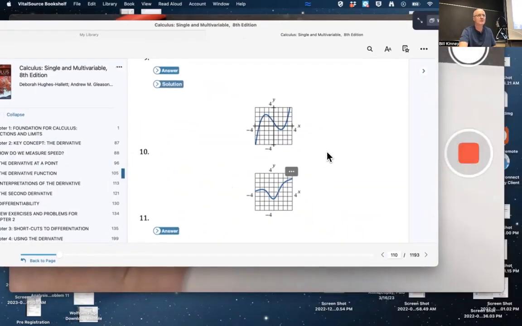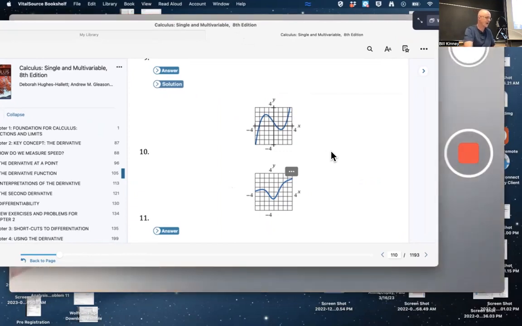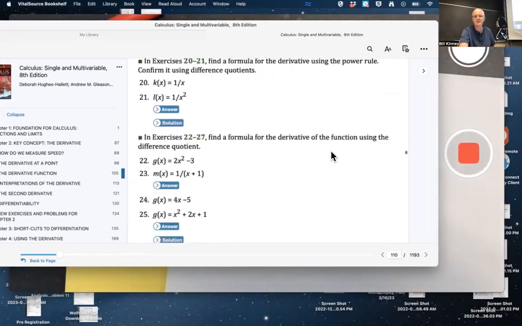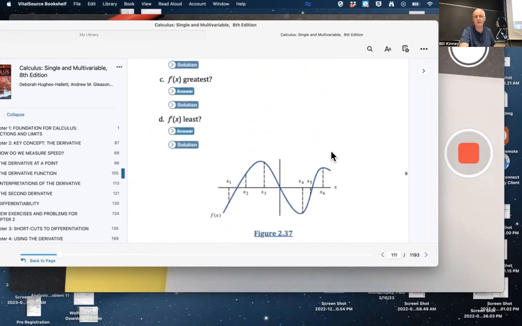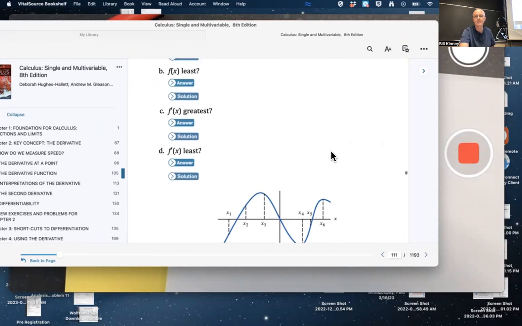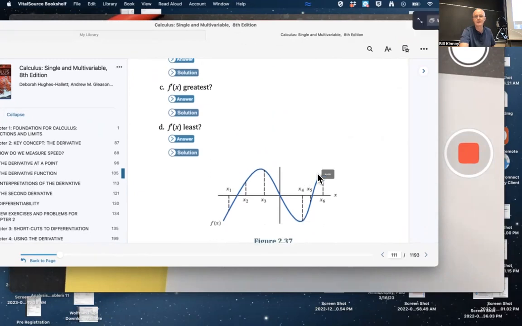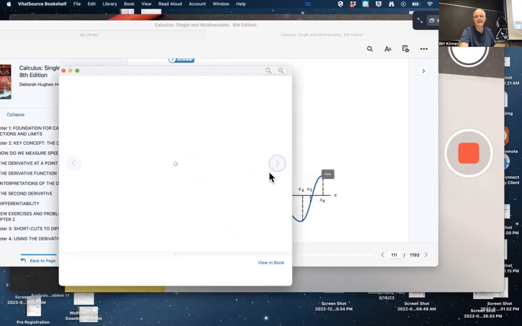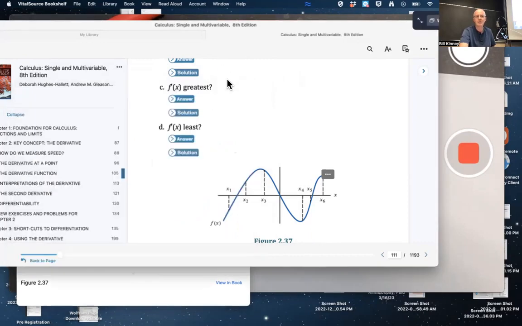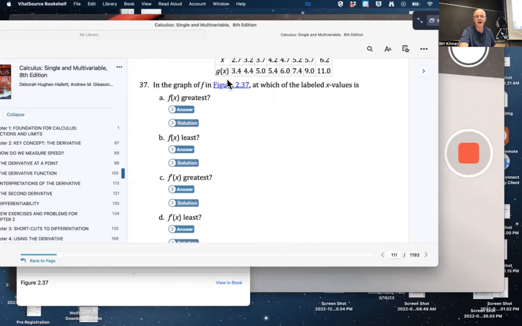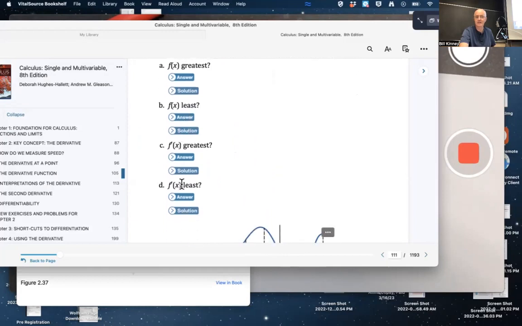Some of the graphical problems don't give you grid lines like graph paper. You just have pure graphs, like some of those there, or like this one here. This one's kind of interesting. We've got a graph of some function. We've got 6 different values of x that are marked. What are we being asked? We're asked to identify where the function is greatest and least, where the derivative is greatest and least.